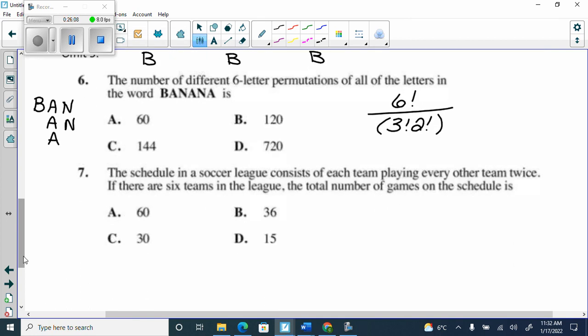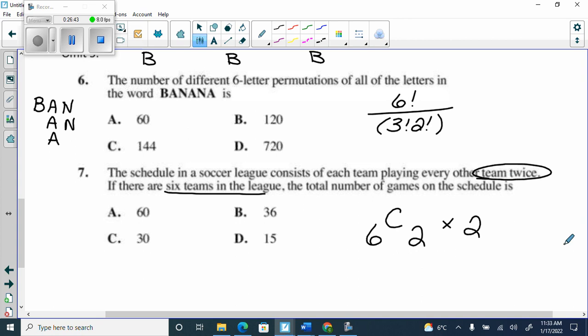This one I wanted to talk to you about because people forget about this one. The schedule in a soccer league consists of each team playing every other team twice. There are 6 teams. So remember I told you to always do this as a C? So you do 6 teams, choose how many to play at once. How many teams play at once? 2, in soccer. So we do 6C2, and then all you do is times it by how many times you want them to play each other. If they play each other 3 times, times it by 3. If they play each other twice, times it by 2. These ones, they play each other twice, so we're going to times it by 2. Don't forget about how to do ones like that.